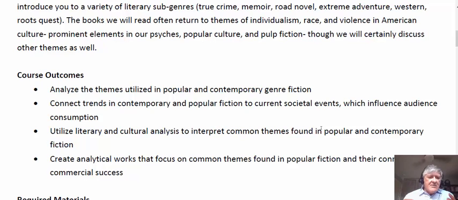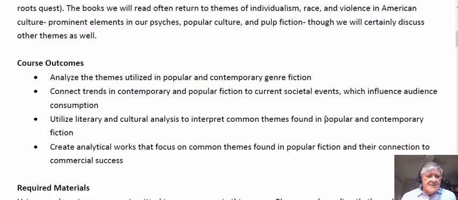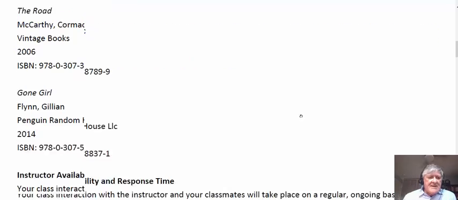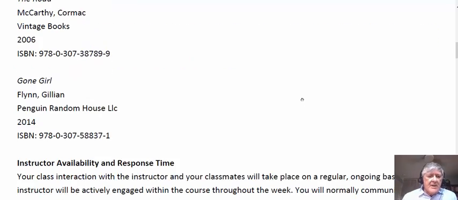The course outcomes include analyzing themes, connecting trends, and using that information to shine some light on why certain novels gain such wide popularity. We'll use that exploration of the novel to create a final extended critical analysis comparing two of the novels in this course. The novels are The Hunger Games, The Road, and Gone Girl.